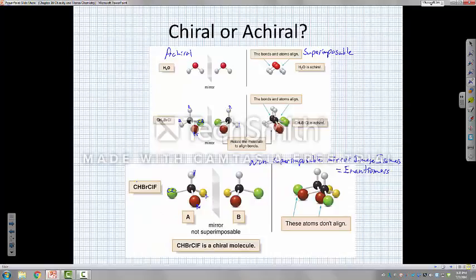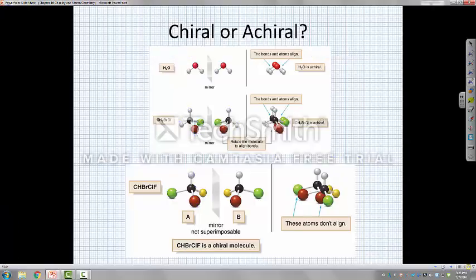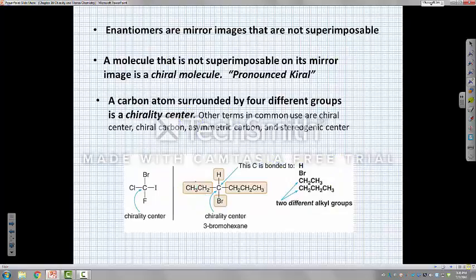But let's go back here a second, right? So bromo, chloro, fluoro, and hydrogen. If there's 4 different atoms or groups of atoms attached to a carbon, then it is said to be chiral, and it will have a non-superimposable mirror image, which we call an enantiomer.